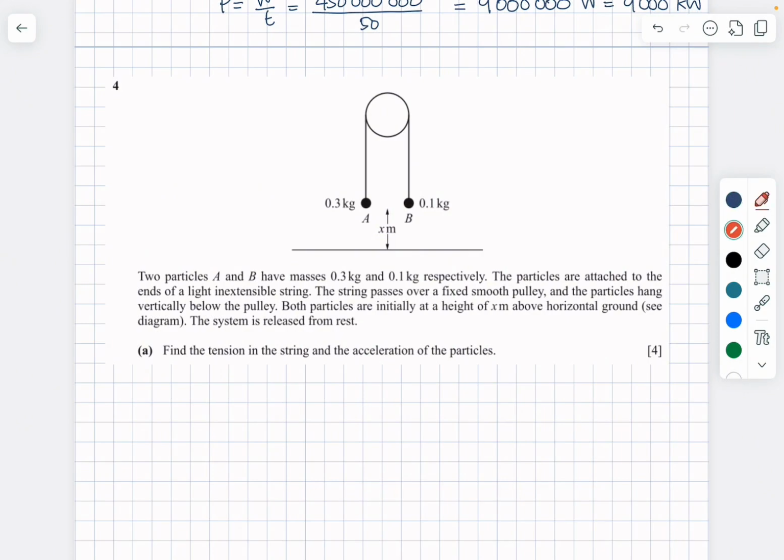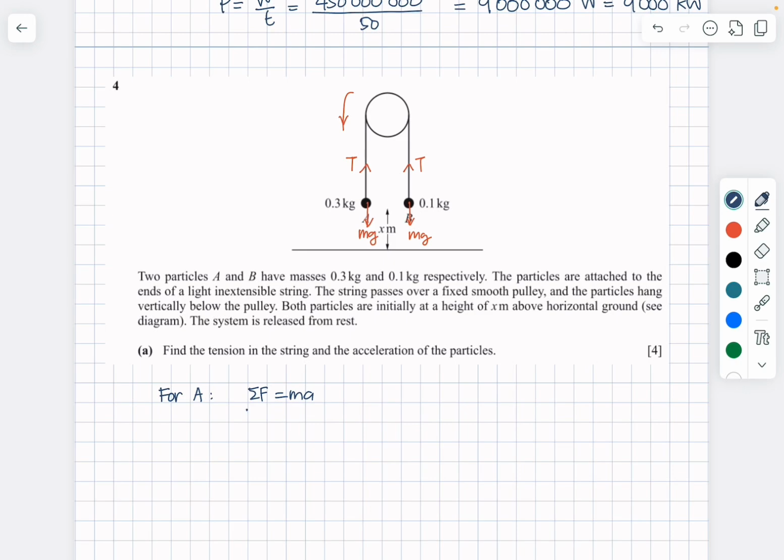So since A is heavier than B, the system is going to move this way. We break down into the components individually. For A, we have weight and the tension. For B, tension, and this is the weight for B. Okay. For particle A, we use sigma F equals ma. Since A is going downward, any forces parallel to the motion must be positive.